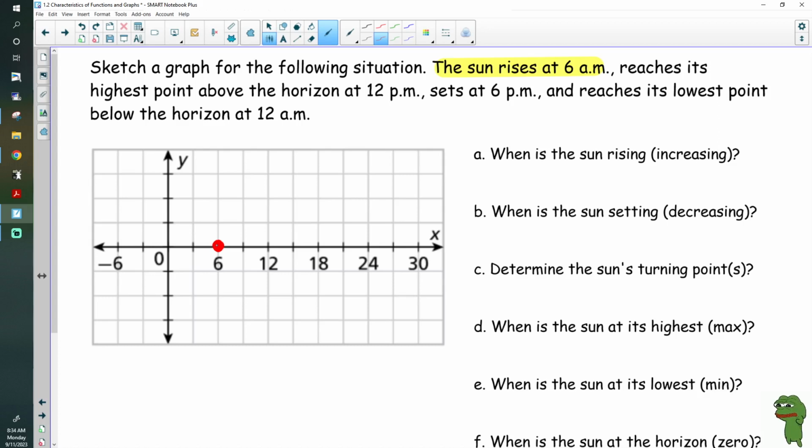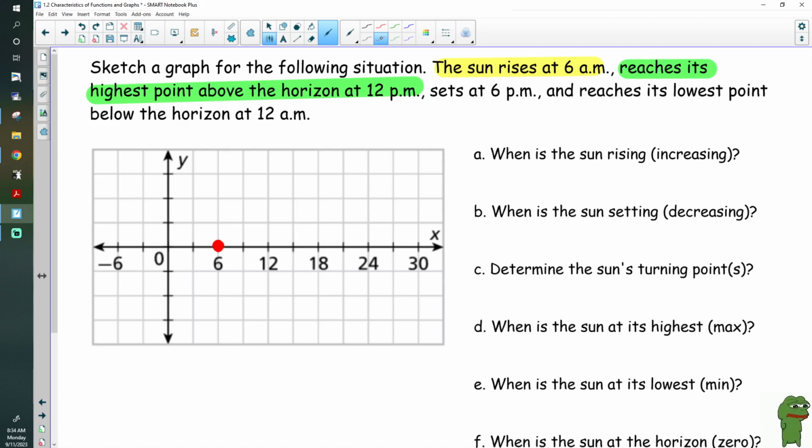So the sun's going to rise at 6 a.m. That's when we first see it. It's going to reach its highest point above the horizon at 12 p.m. So we should go to 12.